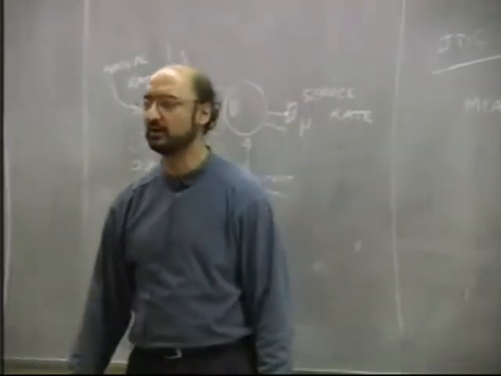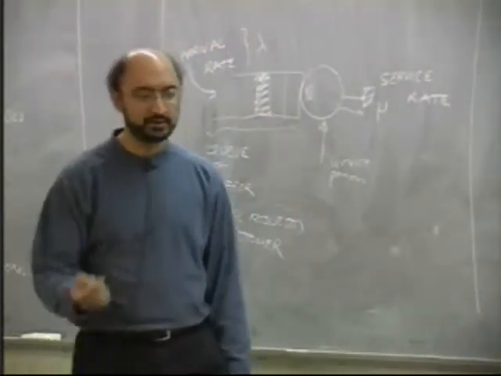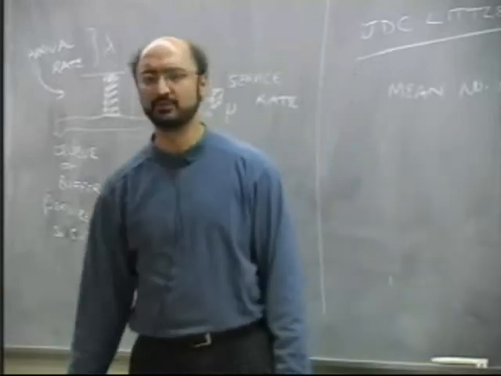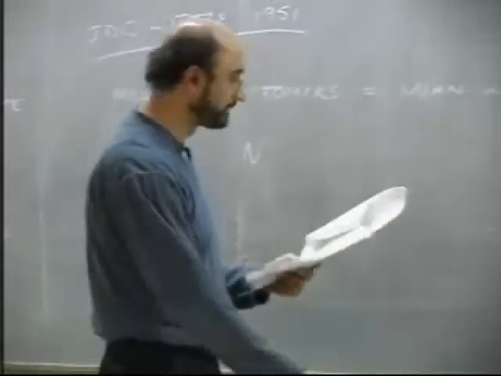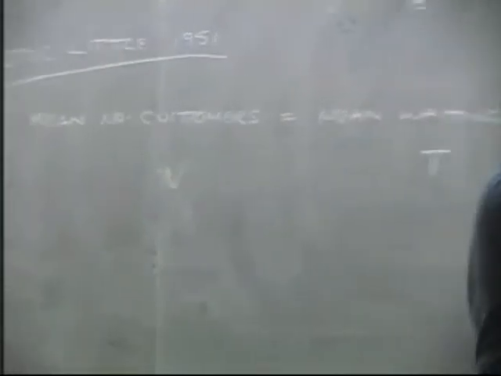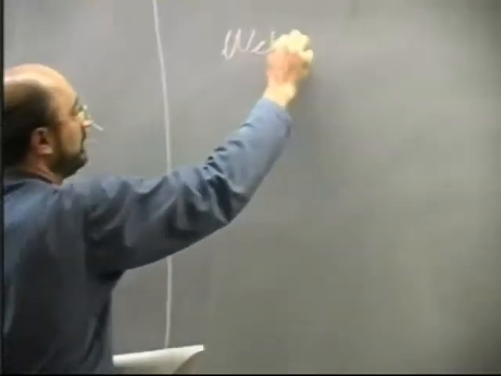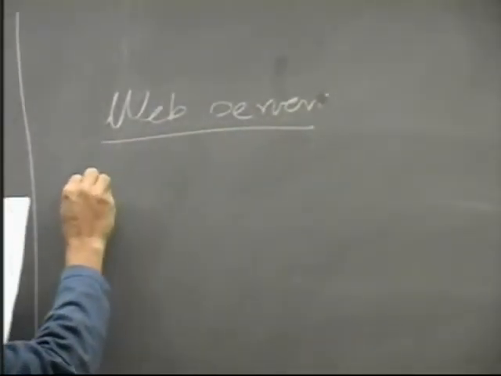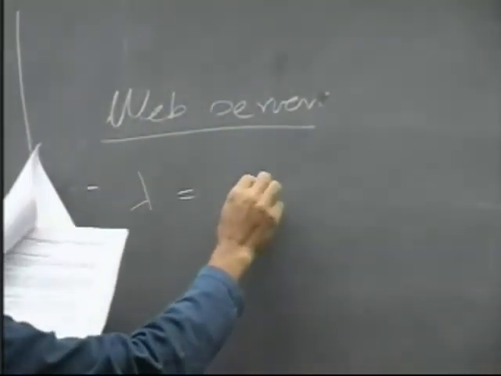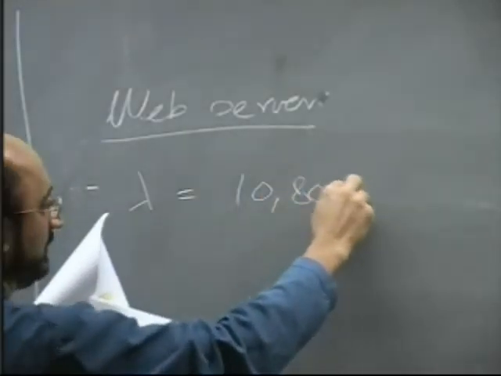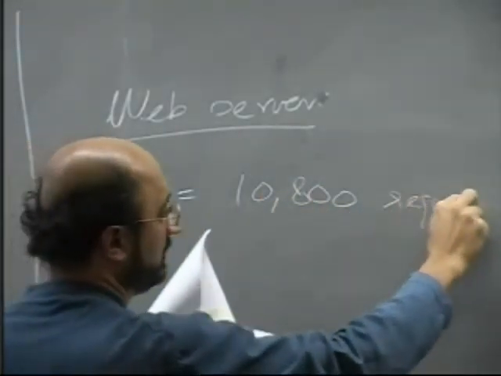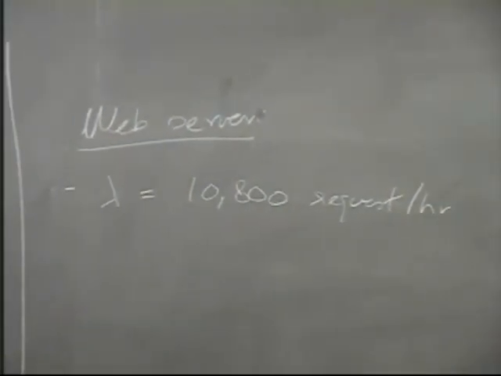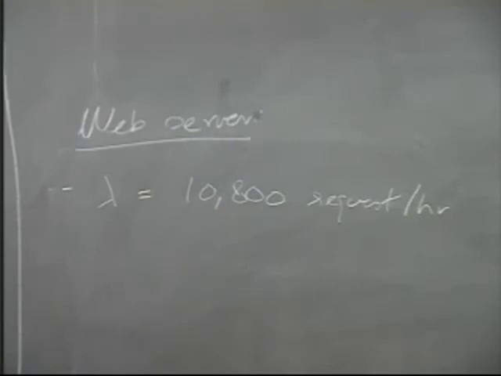Let me try and use it for a practical example, and here I'll show you how we can use queuing theory, or in this case Little's law, for kind of approximate, seat-of-the-pants analysis. So let's say that we have a web server, so I'll put the parameters here as before. I have lambda equals, let's say it gets 10,800 requests an hour. Now you'll say, well, which hour? Obviously web servers are going to be busy sometimes and idle sometimes.